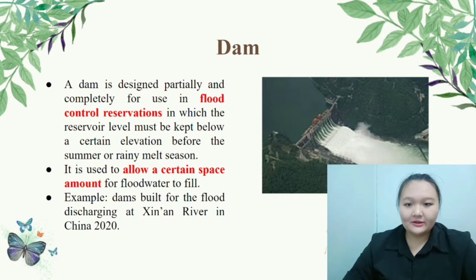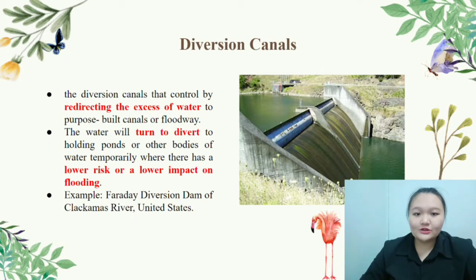A dam is designed particularly and completely for use in flood control reservations, in which the reservoir level must be kept above a certain elevation before the summer or rainy mid-season. It is used to allow a certain amount of space for flood water to fill. An example is the dams built for flood discharging at Xi'an River during the flood that occurred in China in 2020.